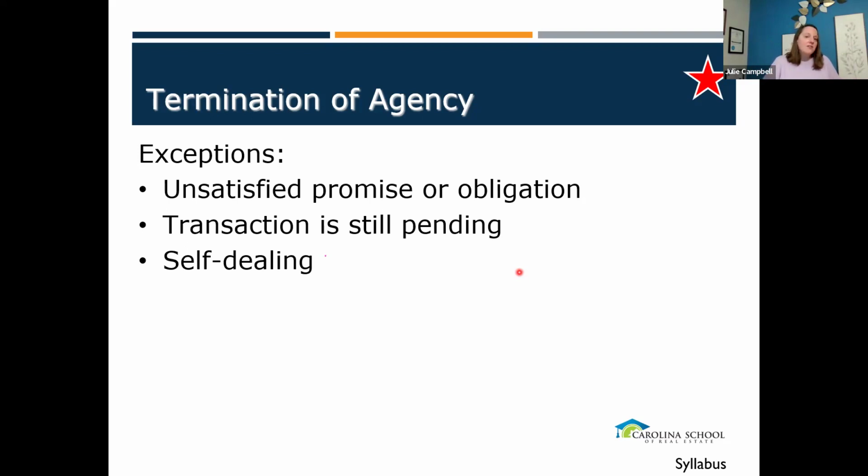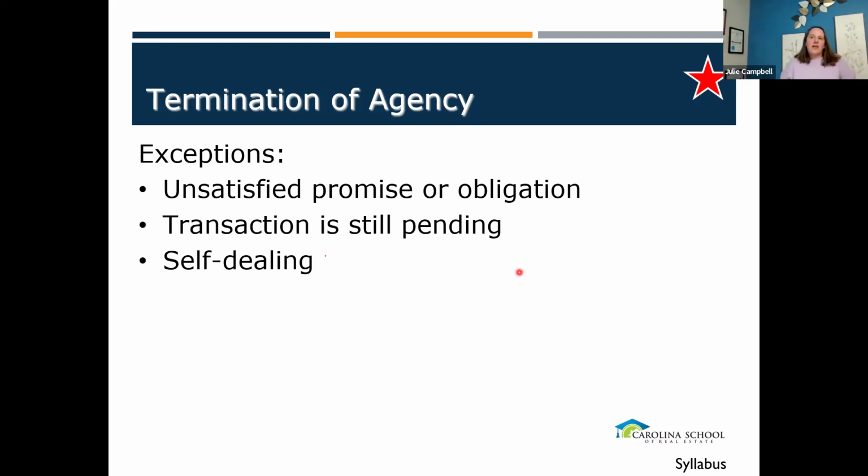A best practice would be to do an agency renewal to get us through closing. That may be up to your firm's policy. The commission doesn't require the agency renewal, but that's just a best practice.